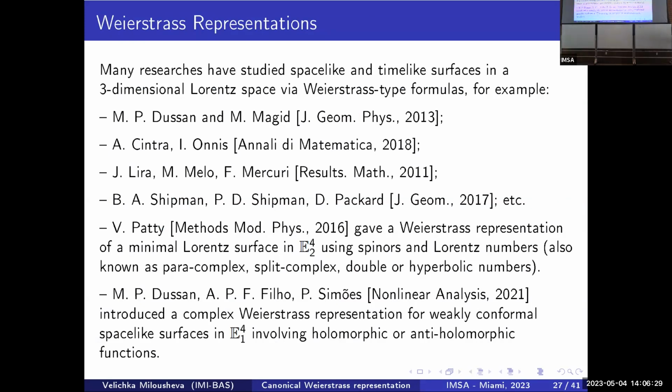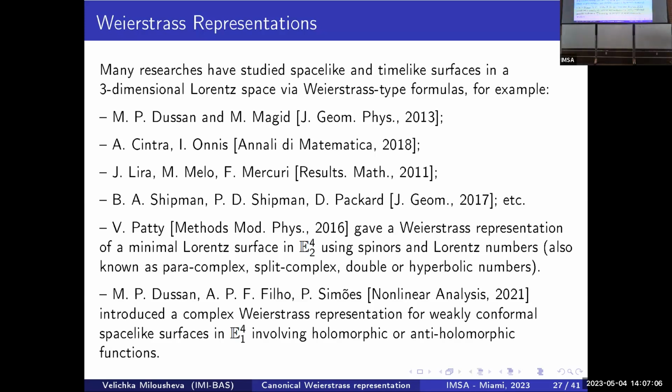They concern space-like or time-like surfaces in three-dimensional Lorentz space, and they are connected with some Weierstrass type formulas. And here is one result of Victor Paty in 2016, in which he gave a Weierstrass representation of minimal Lorentz surfaces using spinors and Lorentz numbers. Lorentz numbers are also called double numbers, as I mentioned before, hyperbolic numbers, paracomplex, split complex; many terminologies are used for this.